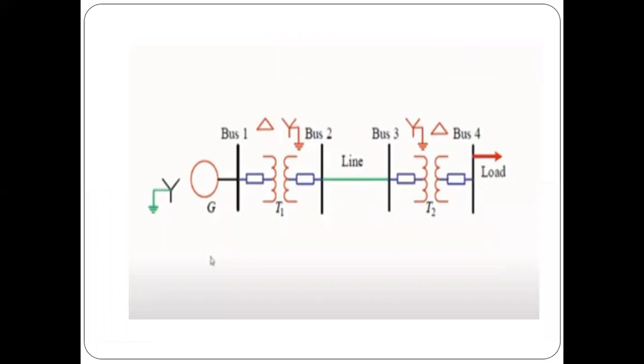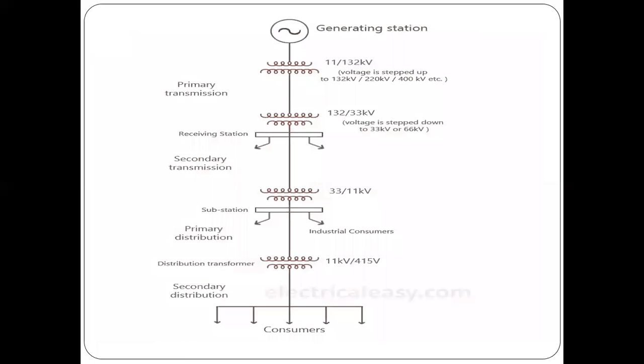In the diagram, you can see here, this is the basic structure of the single line diagram. In that, there is the basic generating point, then transmission, T1, T2, and load, that is the distribution. This is the basic diagram. We can also represent the single line diagram with this diagram.